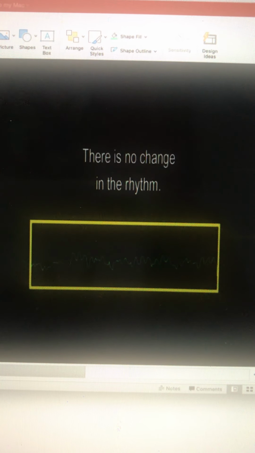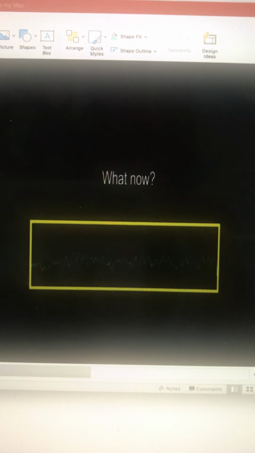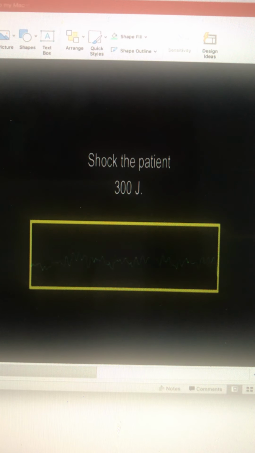We're ascertaining that this is still the rhythm, right? We're ascertaining that this patient is still pulseless as well. So even though we're seeing it on the monitor, we want to make sure it's real. So if we shock the patient a second time, we're going to shock the patient at what level? 300. We already did 200, right? We had previously done that.